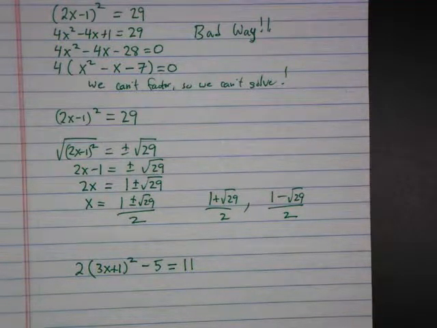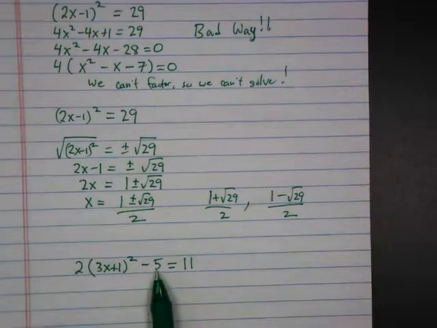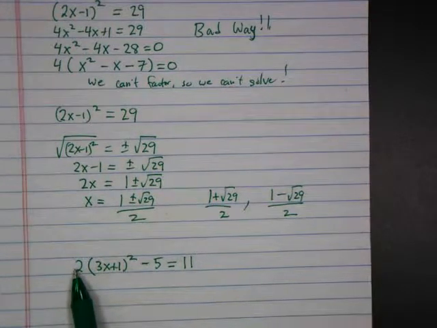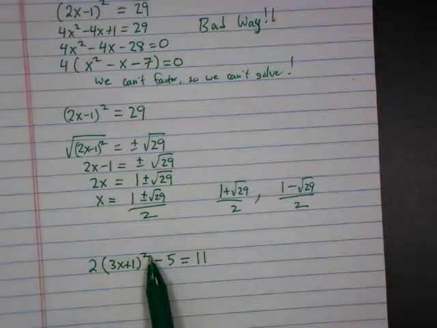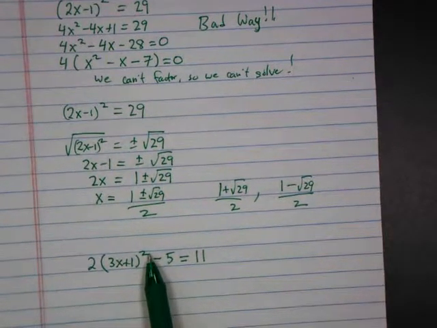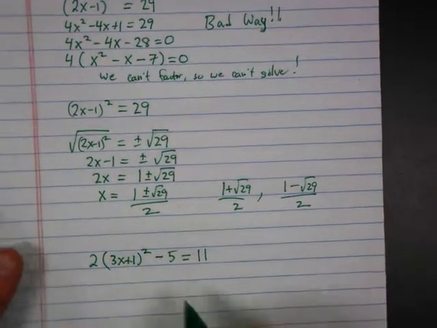In order to get rid of the square, you want to do the square root eventually. But before I can do the square root, I need to get rid of this 5 and I need to get rid of this 2. I need to get the thing that has the square all by itself before I can do square roots. Add 5 and divide by 2. So we want to add 5 first.